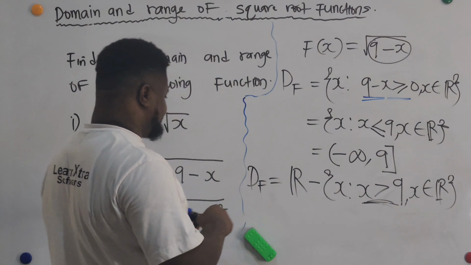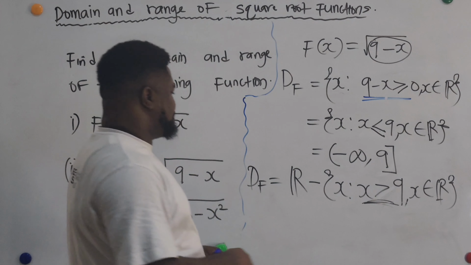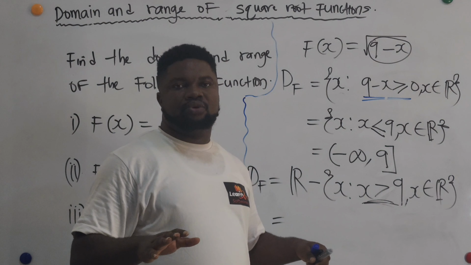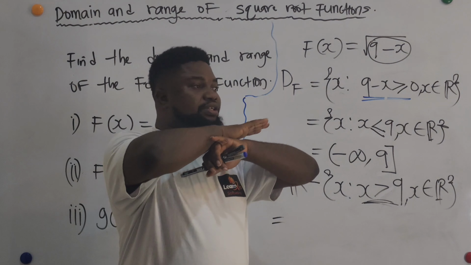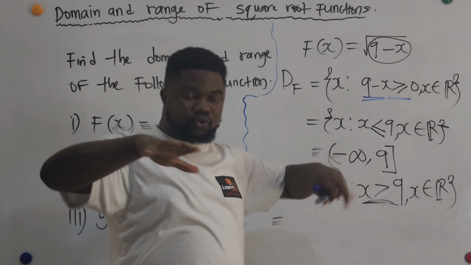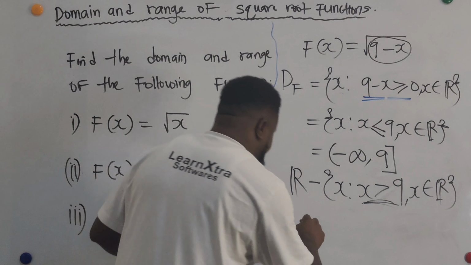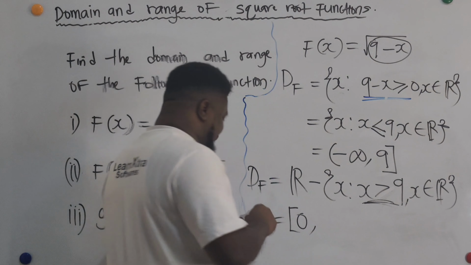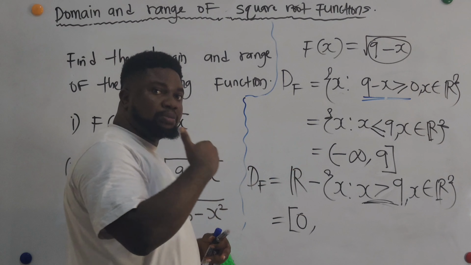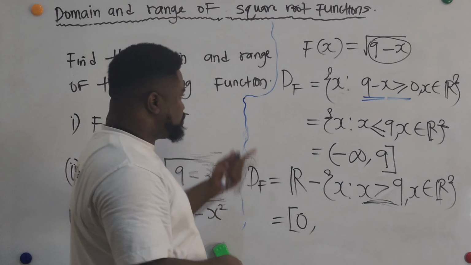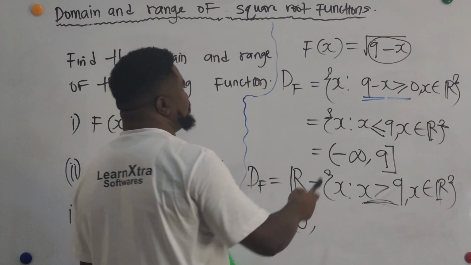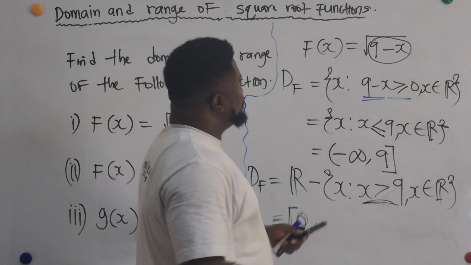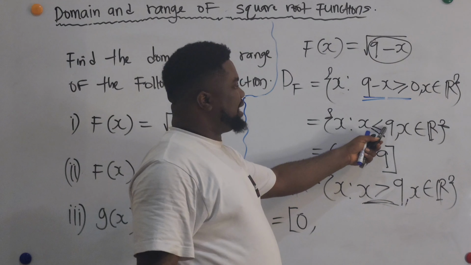Now your range. For all square roots, your range must start from 0, provided it's not a fraction, just square roots. All of them must start from 0. Sometimes it will reach infinity, sometimes it will stop on the way. But this one is going to approach infinity because in our domain, we are fixing numbers less than 9.